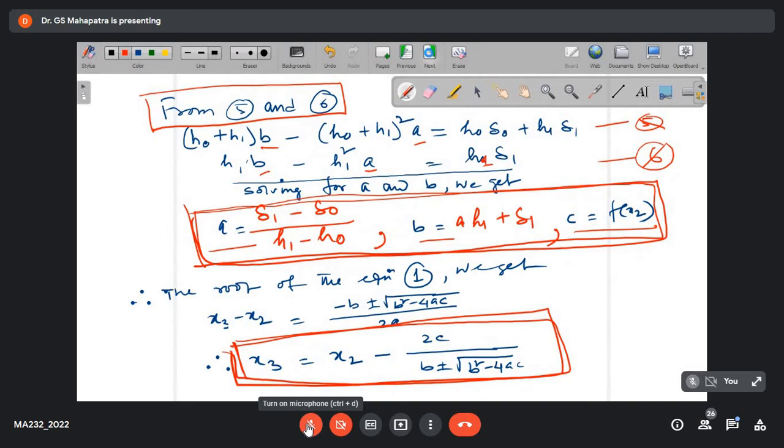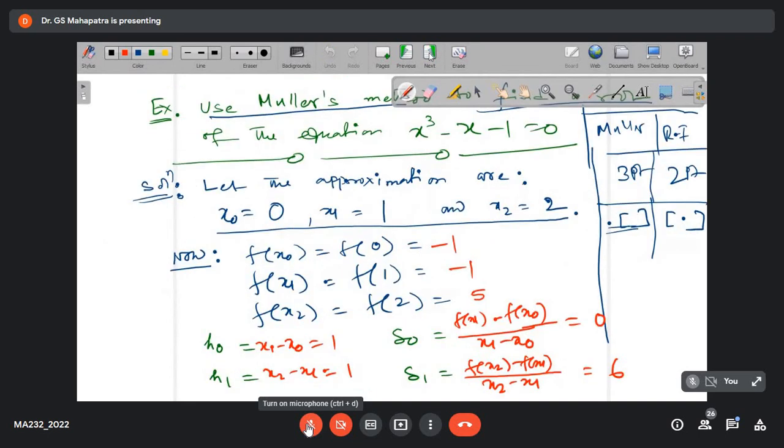Next. So let this one be 1.5. Fine. Even you can consider 3 also, no problem. So let you consider 1.5. Then all the entries will change. Here also it will change, it will be different.